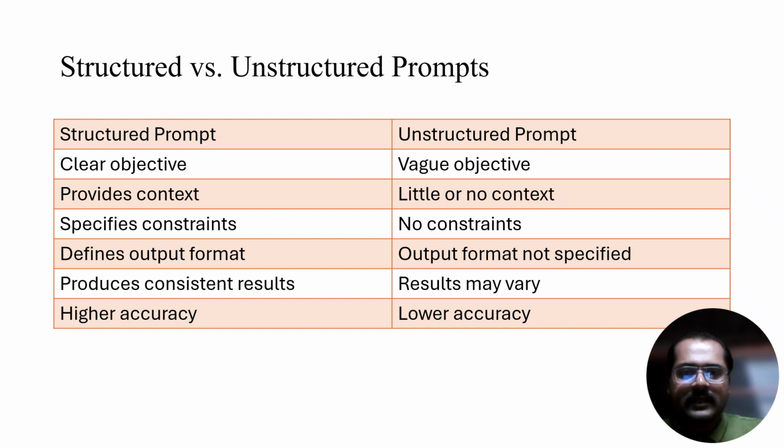So what is the difference between structured and unstructured prompts? The objective is clear in a structured prompt. In an unstructured prompt, the objective is vague, meaning unclear. Structured provides context, here little or no context. Specifies constraints, here no constraints. Defines output format, here not specified. Produces consistent results, here results may vary. So a structured prompt has high accuracy.